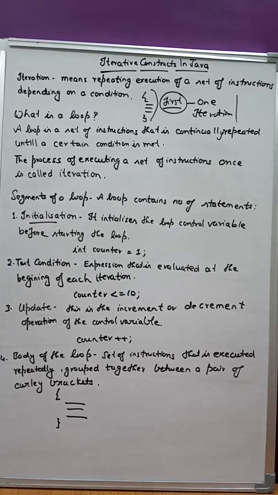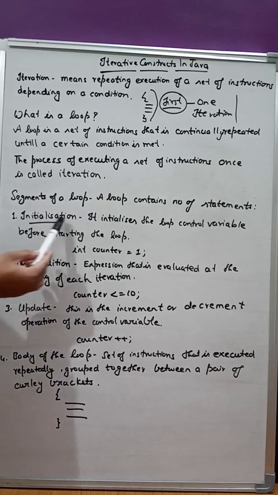Now this was the definition for the loop. In the looping concept, you have parts of a loop. There are 4 major parts in the looping concept. The first is initialization, the second is test condition, the third is update, and the last is the body of the loop. We will discuss all of them one after another. So first is initialization.